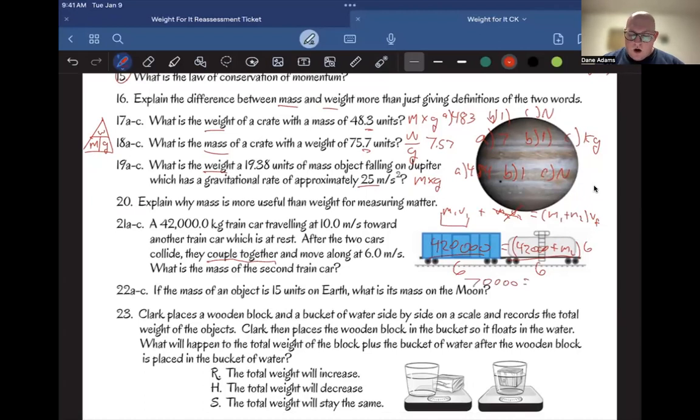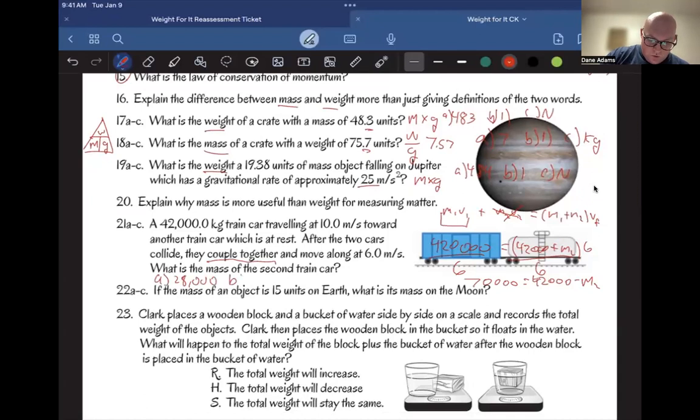And I think that's where quite a few of you stopped. You said, well, the mass is 70,000. The question doesn't ask what's the combined mass of the cars. It asks what's the mass of the second train car. So we have one more step to do, and that's to subtract 42,000 from both sides. So 70,000 minus 42,000 is equal to 28,000. So to answer number 21, A would be 28,000.